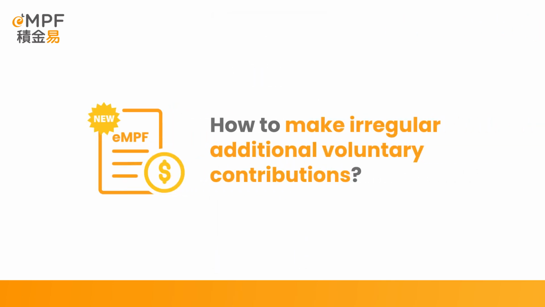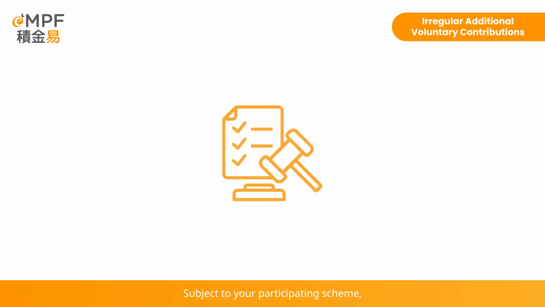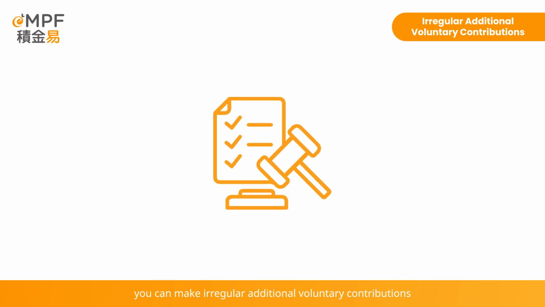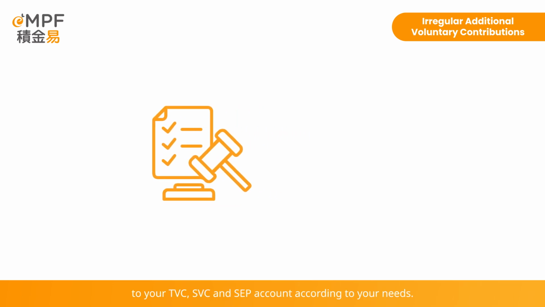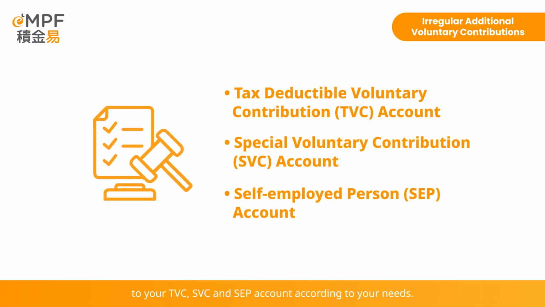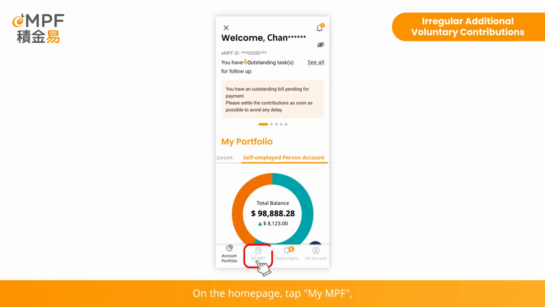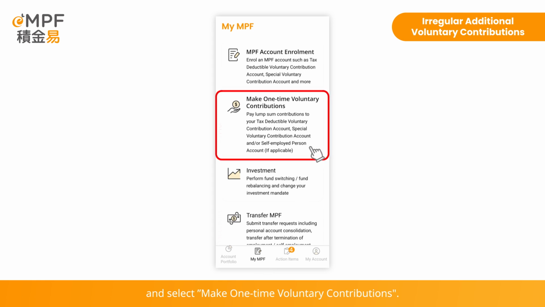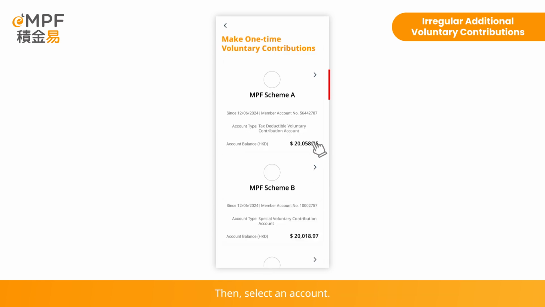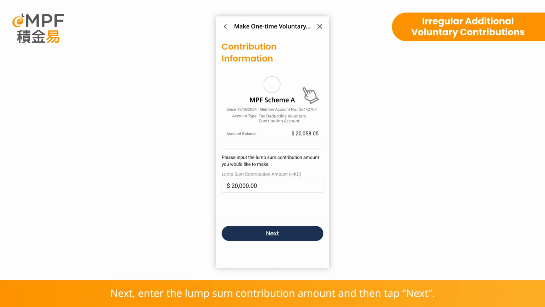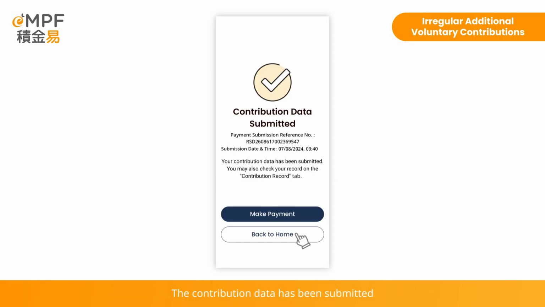How to make irregular additional voluntary contributions on the eMPF mobile app. Subject to your participating scheme, you can make irregular additional voluntary contributions to your TVC, SVC, and a CP account according to your needs. On the home page, tap My MPF and select Make One-Time Voluntary Contributions. Then, select an account. Next, enter the lump sum contribution amount and then tap Next. Then, the contribution data has been submitted, and this contribution bill can be found under Contribution Record tab.